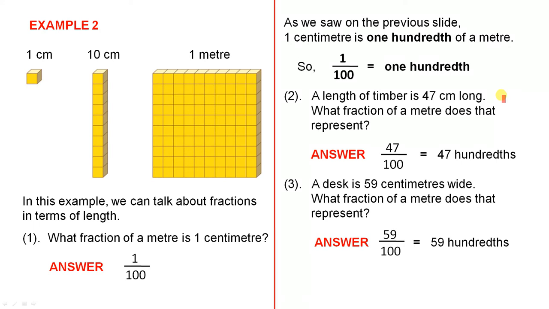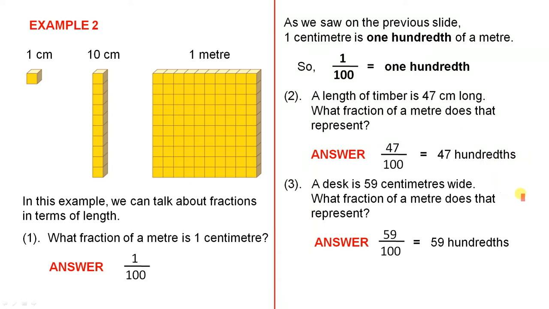A length of timber is 47 centimeters long. What fraction of a meter does that represent? So it's 47 centimeters over 100 centimeters. 47 over 100 is 47 hundredths. That's how we say it.